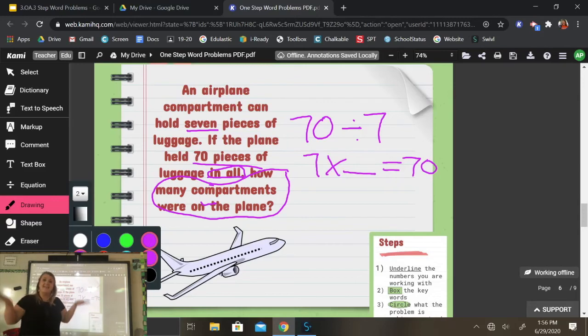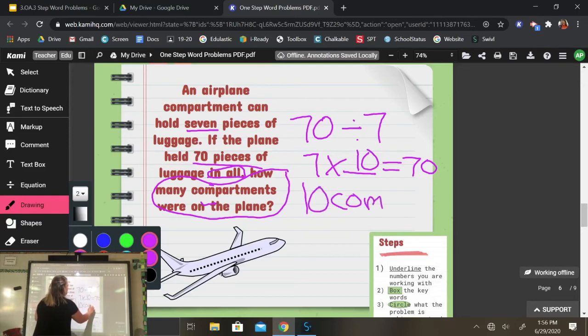Did you say 10? That's correct. 7 times 10 equals 70. So we have 10 compartments. Let's go back and see if we answered the question it was asking us. How many compartments were on the plane? 10. That would be correct. 10 compartments.